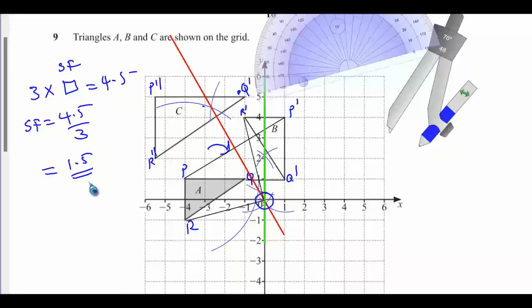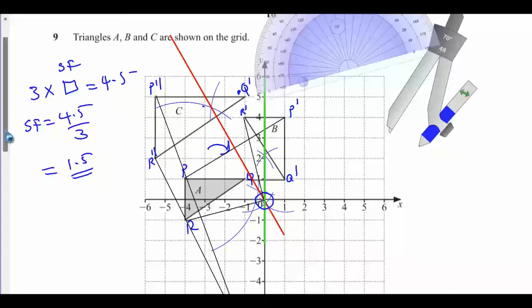So to get the center of enlargement, we have to connect a corresponding point from the object to the corresponding point of the image. You can easily draw a line to join R and R prime prime like this. Then P and P prime prime, you can extend this.